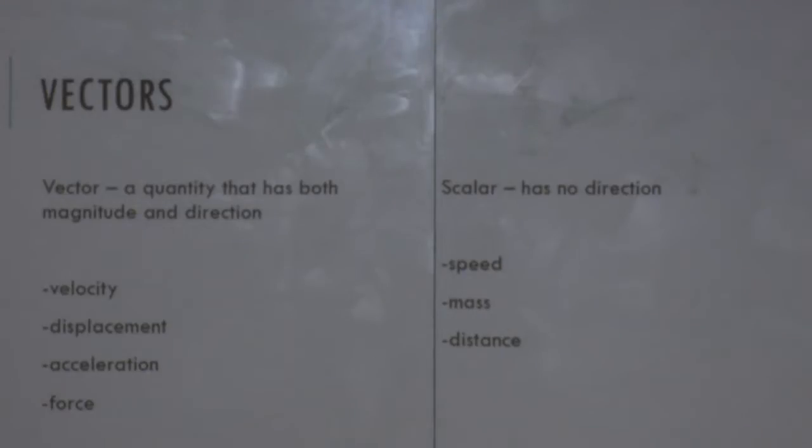I'm sure that you all really like vectors now. They're pretty easy now. A vector is a quantity that has both magnitude and direction. A scalar has no direction. Vectors are things like velocity, displacement, acceleration, force. Scalars are things like speed, mass, distance. Those don't have directions, right?